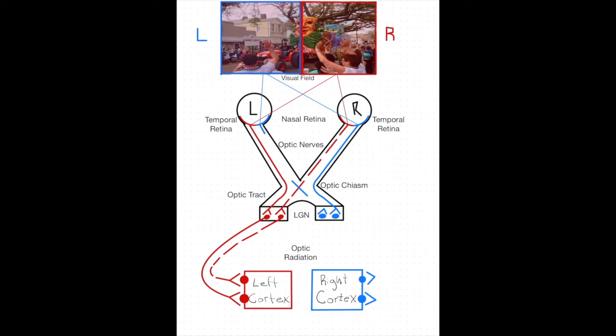Note that the neuronal projections from the nasal retinas of both the left and right eye form a nice decussation or crossing or X, which is precisely why the optic chiasm is named as such. Another way to think about this is that the projections to the LGN from the temporal retinas remain ipsilateral, while the projections from the nasal retinas cross midline and become contralateral.